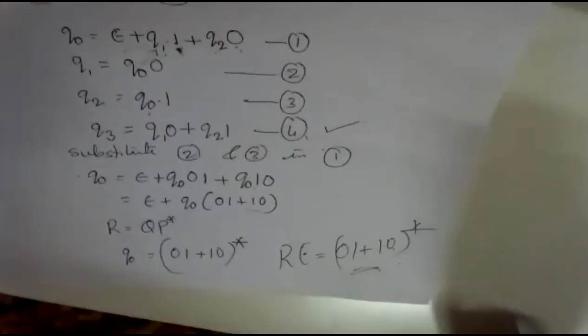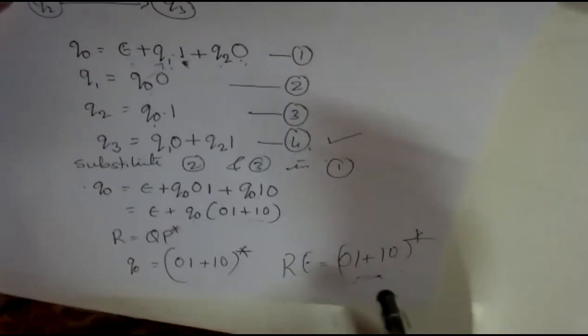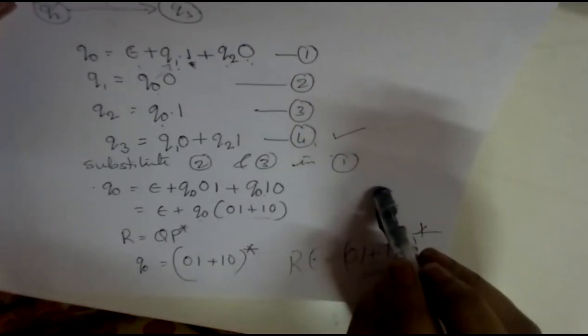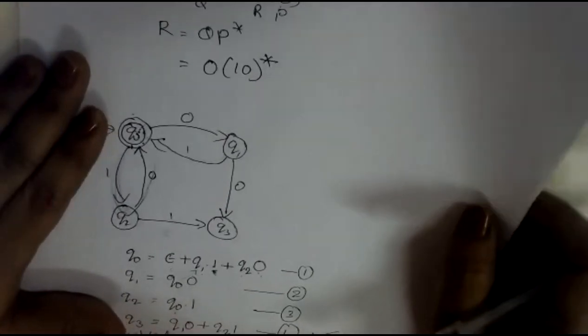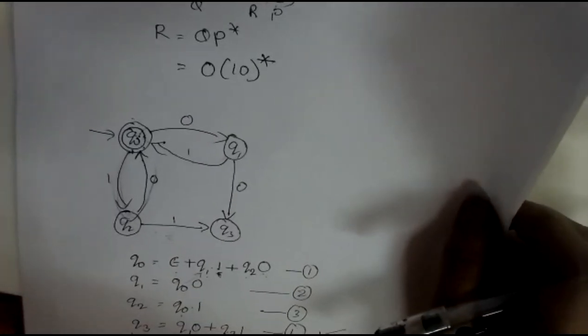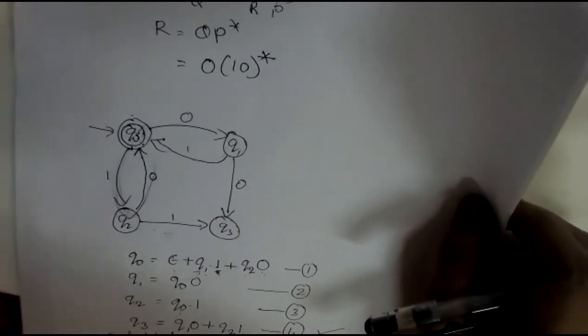Okay, so we have done with FA to RE. We have seen three different methods: loop elimination, state elimination, and Arden's theorem. If they don't ask for any particular method, then you can go for any of the methods. Students, it's just two steps, right? Maybe loop elimination, maybe state elimination, maybe Arden's theorem. And you'll get 10 marks for that. So see that you show every step in detail. Don't do it directly.